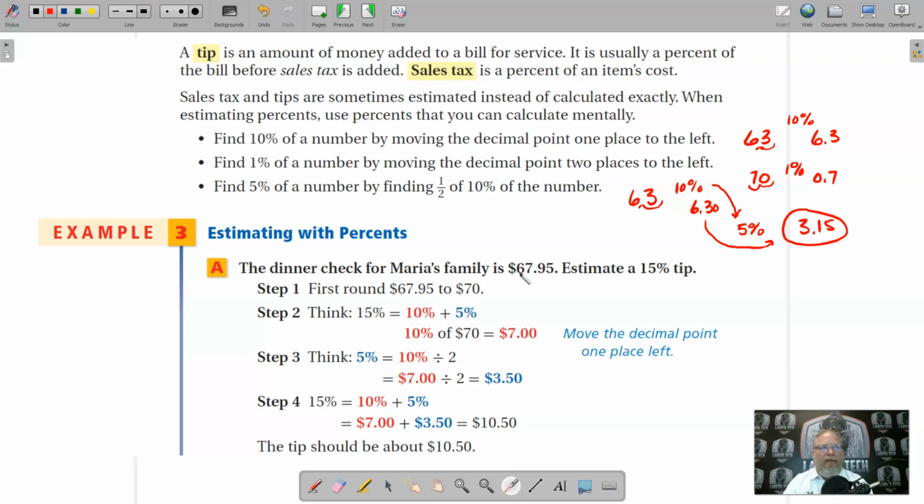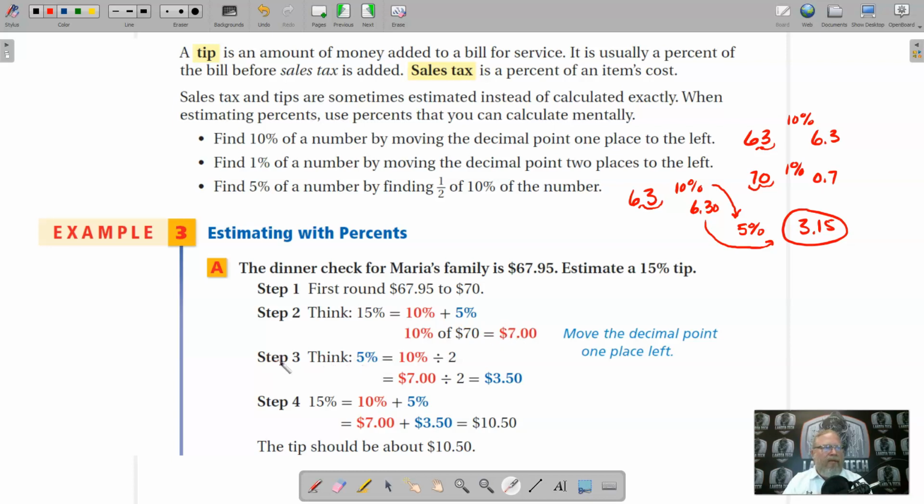So our first step is to go ahead and round $67.95 up to $70, right? Probably round up. That way it's in favor of the waiter or waitress, correct? If you round down to 65, maybe you'd be shorting them a little bit. So we're going to round up to 70. So think, 15% is equal to 10% plus 5%. So 10% of 70, we move the decimal over one place, 70 becomes 7.